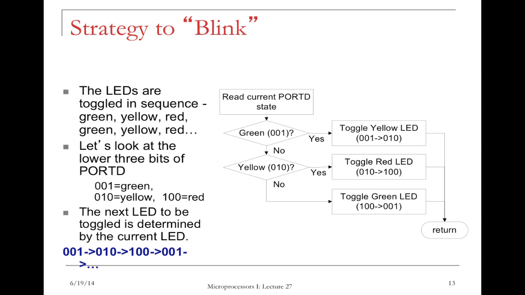So how do we do the blink? We know we want to toggle these LEDs in sequence. So let's use this flowchart on the right to explain the procedure. We will read current port D state, because we use port D to control these LEDs. Inside the PIC microcontroller, we can read the value that's currently outputting on port D. From this value, we can tell which LED is on, which LED is off.